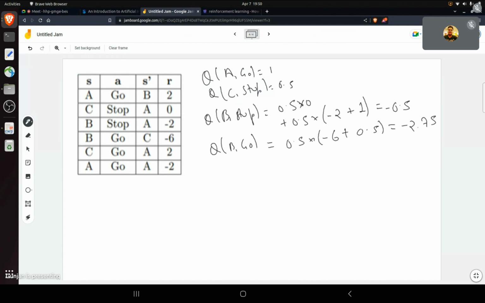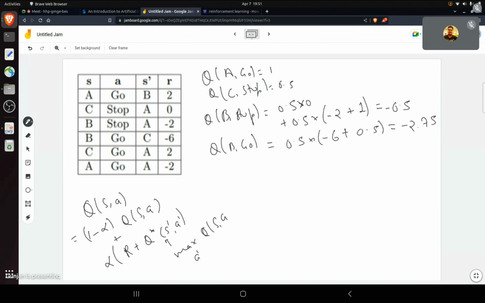So you have to just remember this equation: Q(S, A) is equal to 1 minus alpha times Q(S, A) plus alpha times reward plus Q star(S dash, A dash), where Q star(S dash, A dash) is max over A dash of Q(S dash, A dash), right? So we were at Q B comma go. Where is gamma in this equation? Gamma is with this here. Okay.